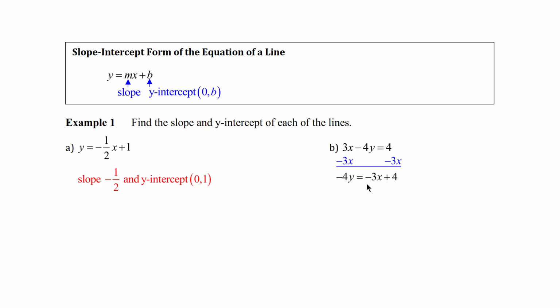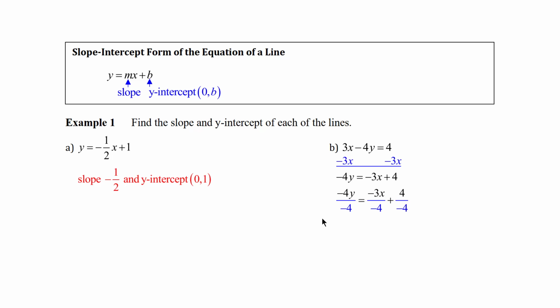From here, we need to isolate the y by itself, so we get rid of the -4 by dividing both sides by -4. Doing the division, we have -4y divided by -4 equals -3x divided by -4 plus 4 divided by -4. Notice on the right-hand side, I divided each term by -4. This is because we want to put the equation in slope-intercept form.